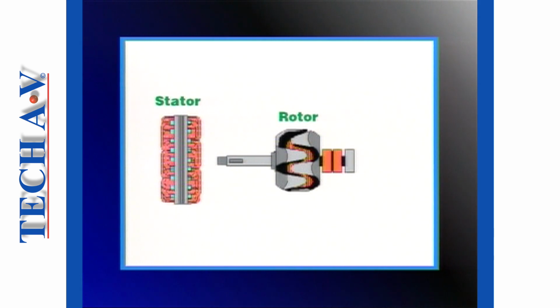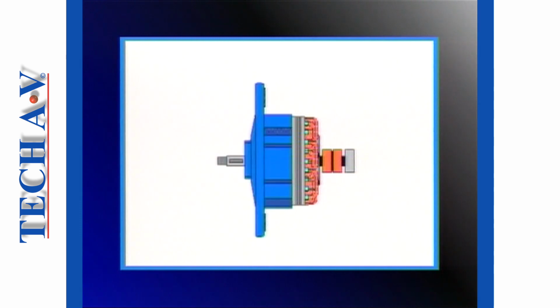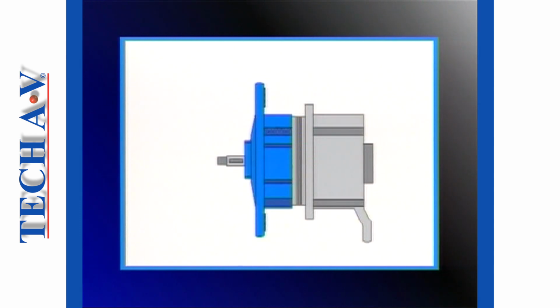The rotor rotates on bearings held within end brackets. The stator surrounds the rotor. Two end brackets support the rotor on its bearings and hold the stator in position.